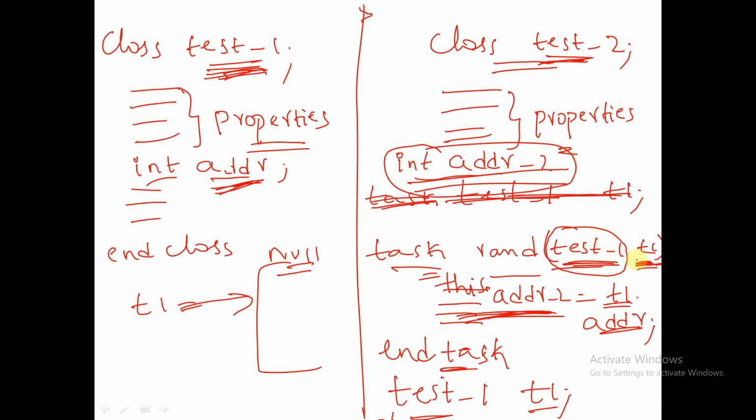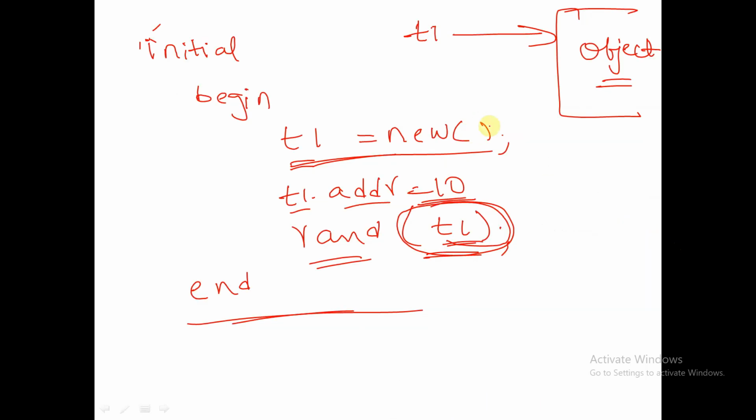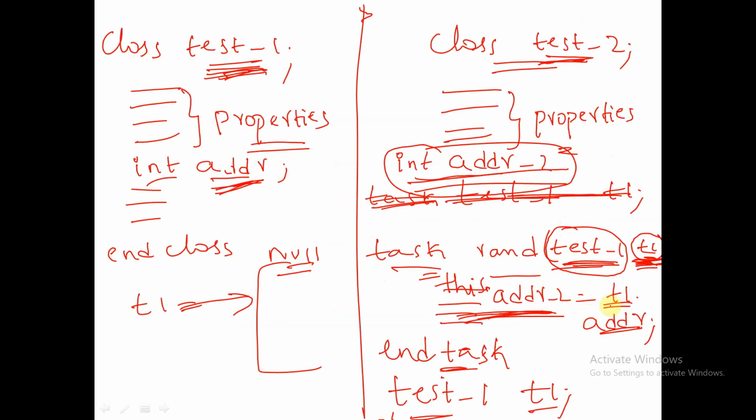When we pass this object to this task, the handle which we have declared here will point to the same object which we have declared here. So the handle declared inside this argument will also be pointing to the object which we have created in this initial block. Now this t1 also has the value of addr equal to 10. So if we assign t1.addr, it will be equal to 10, and it is assigned to addr_2. Is this clear?